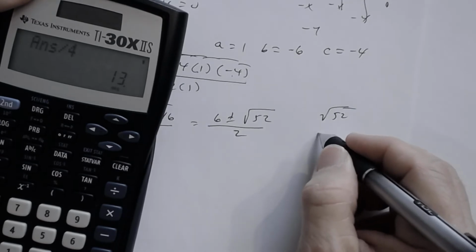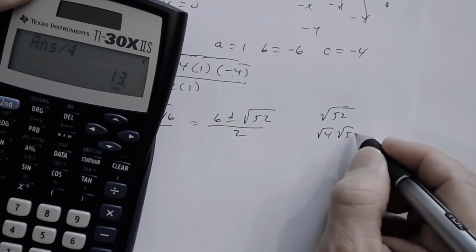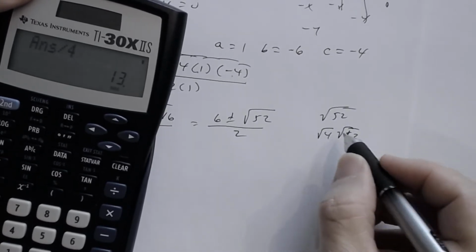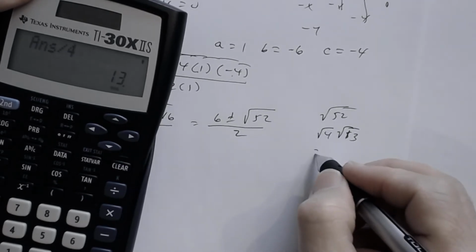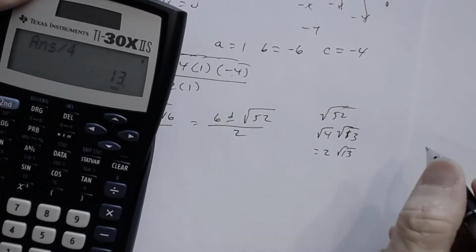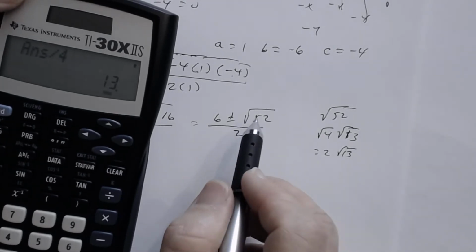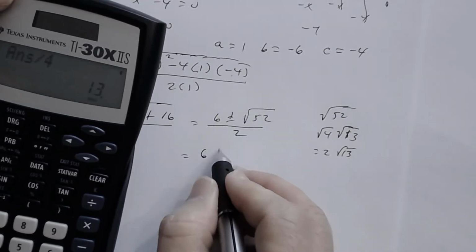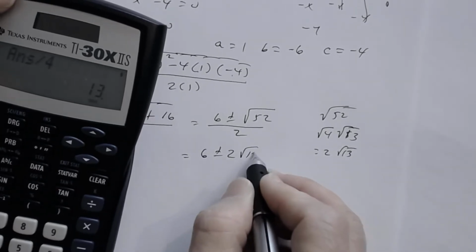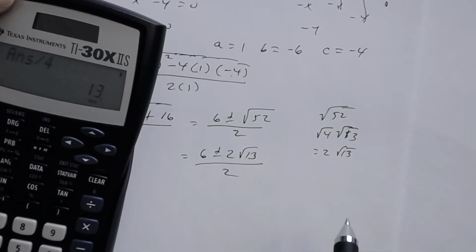So the square root of 52 becomes the square root of 4 times the square root of 13. And the square root of 4 is 2, so this is 2 square root of 13. So that's what this becomes. You have to do that. If it says simplify, you must do this. So this becomes 6 plus or minus 2 square root of 13, all divided by 2.